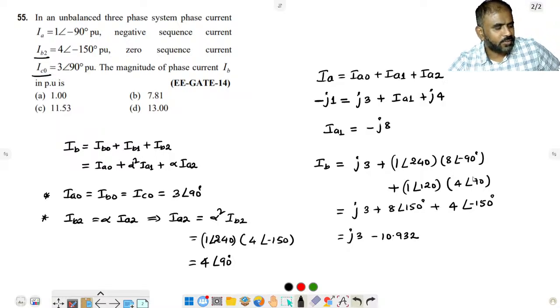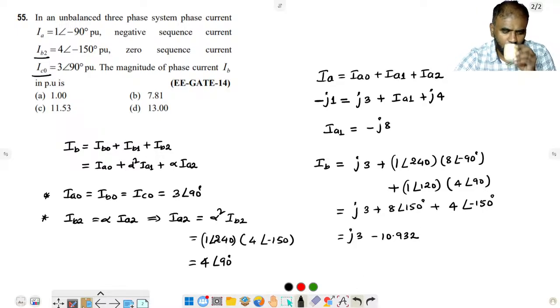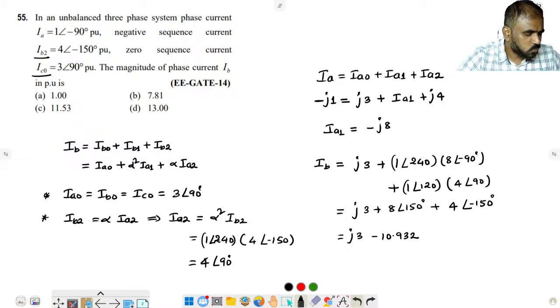So just try it. What is the answer you get? He's asking the magnitude of IB, right? Just think once. 4 at an angle minus 150. So this is correct.